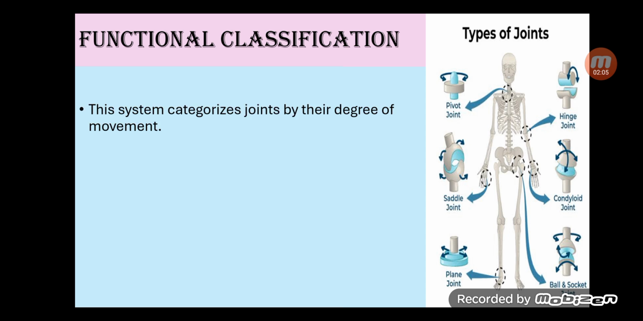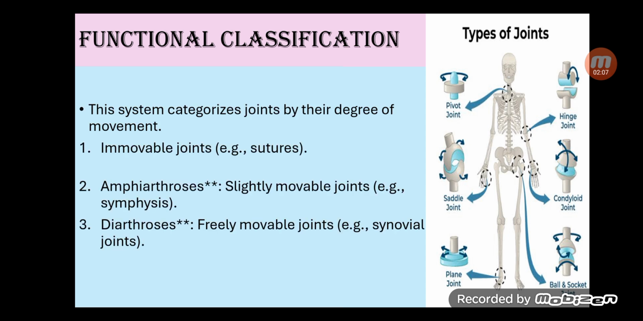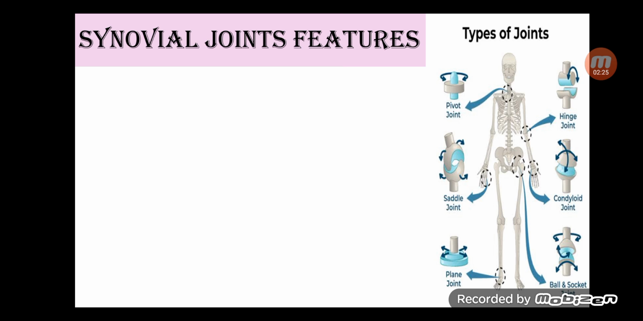Now let's talk about the functional classification of joints. Functionally, they are categorized by their degree of movement. The first type of joints are immovable joints, for example suture. The second type of joint is amphiarthrosis, that are slightly movable joints, and the example is symphysis. And then we have diarthrosis joints, that are freely movable joints. The examples of them include synovial joints.